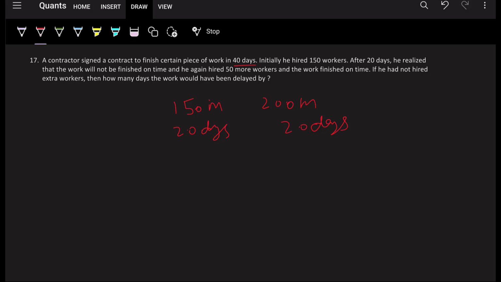I will write that 150 men, time is 20 days, and work completed, say W1. And for the second time there are 200 workers, and time taken is 20 days only, and the work will be W2. So from here I will get W2 divided by W1 is equal to 200 times 20 divided by 150 times 20, which is 20 divided by 15, and it will be equal to 4 by 3.